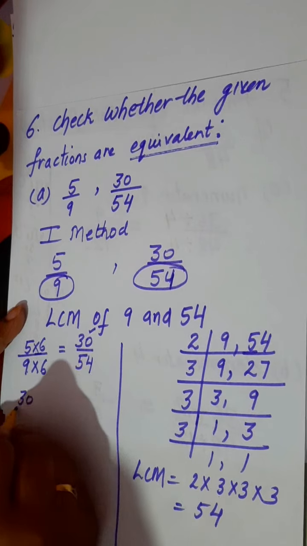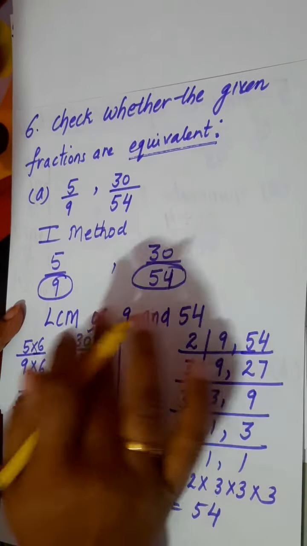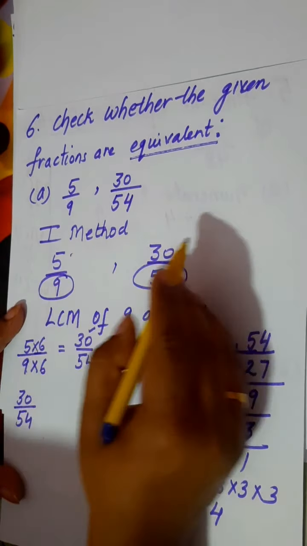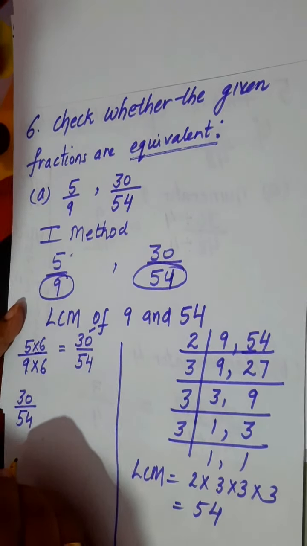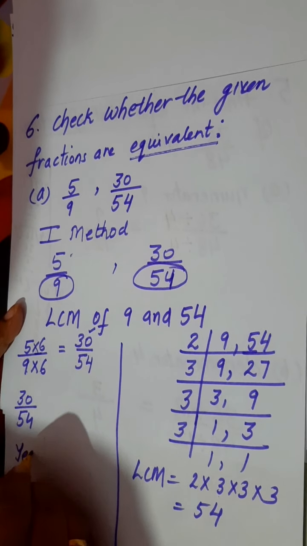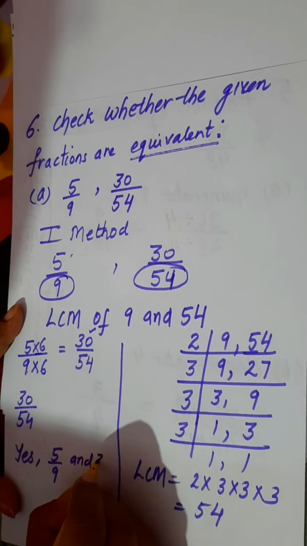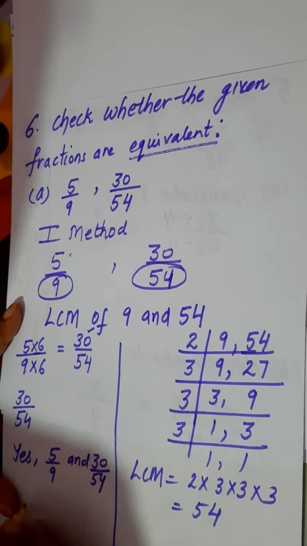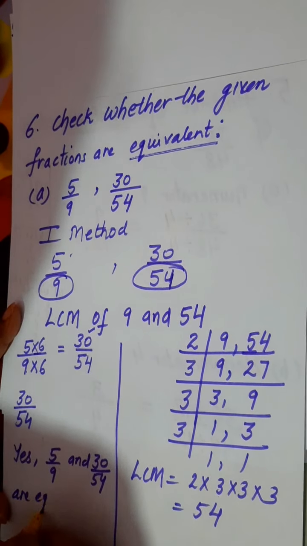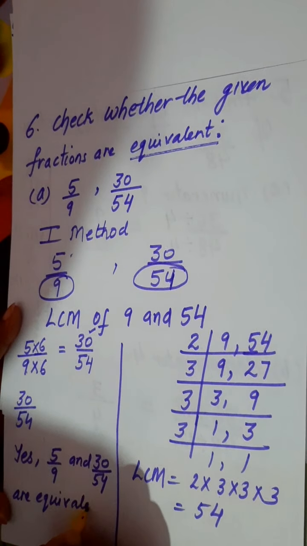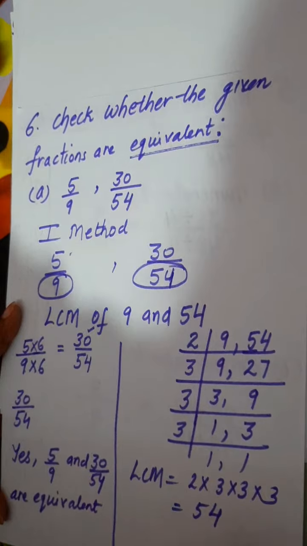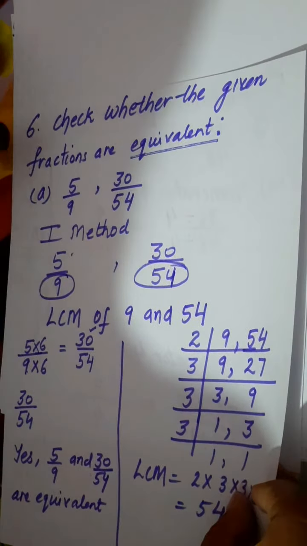Next you have 30 upon 54. Now in this both are equal. This is 30 upon 54, 30 upon 54. So I will write that yes, 5 upon 9 and 30 upon 54 are equivalent. Means both are equal. This is the first method.